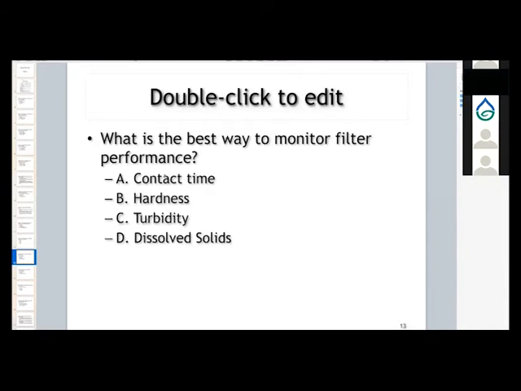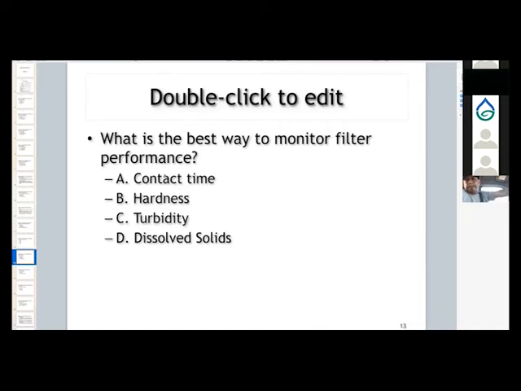What is the best way to monitor filter performance? So filter performance is the last stage in the water treatment process, right prior to disinfection. And one of the most important processes at the water treatment plant. And the answer is C, turbidity. We must ensure that our turbidity levels leaving the filters, individual filter effluent turbidity, here at East Bay MUD, has to be below 0.1 NTUs. NTUs is the unit of measurement. It stands for nephelometric turbidity units. And it's essentially the clarity of the water.